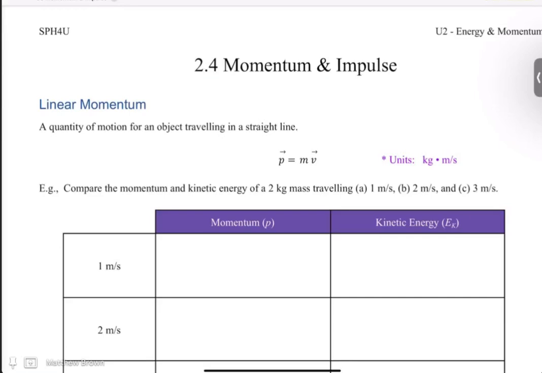Alright, so today we're turning our attention from energy and looking at momentum and impulse, two things very connected. So, linear momentum, which is almost exclusively what we'll look at here, you can have angular momentum too, but for our purposes, we'll use linear. This is a quantity of motion for an object traveling in a straight line.